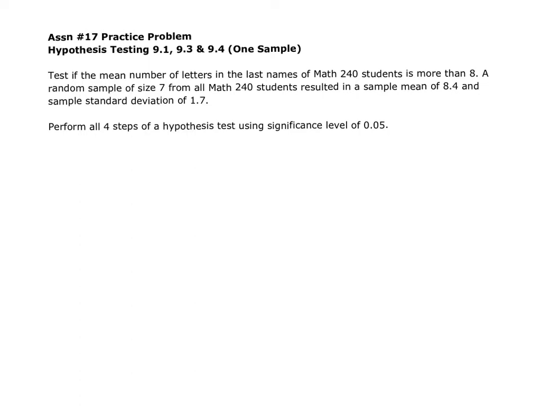Test if the mean number of letters in the last name of Math 240 students is more than 8. A random sample of size 7 from all Math 240 students resulted in a sample mean of 8.4 and sample standard deviation of 1.7. All right, so here are the pieces of information that we have. We know we have a sample of size 7, so n is equal to 7. And from that sample, we have a sample mean of 8.4, so x bar is 8.4. That's our statistic from the sample. And then we have a standard deviation of 1.7, so s, the sample standard deviation, is 1.7.